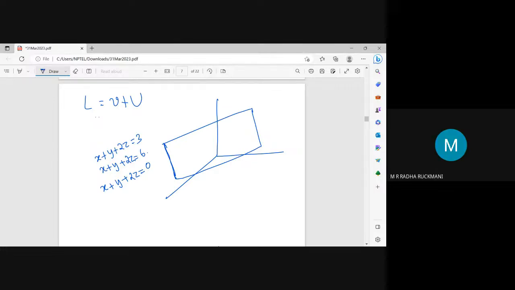Ma'am, can a point represent an affine space? Exactly, why not? How, ma'am? You tell me how. What is the corresponding affine subspace? That is 0x plus 0y plus 0z, is it? That's all, yeah. Okay, it's the point. You're shifting the origin to a point. The origin is a subspace, so you just shift that and get an affine space. Okay, thank you.